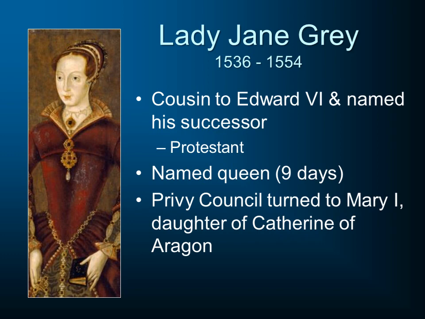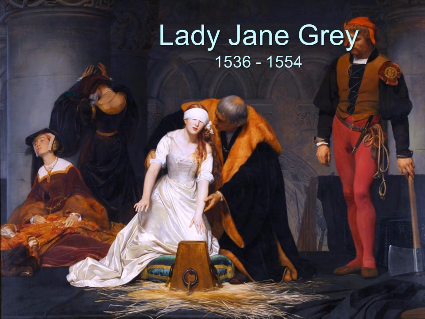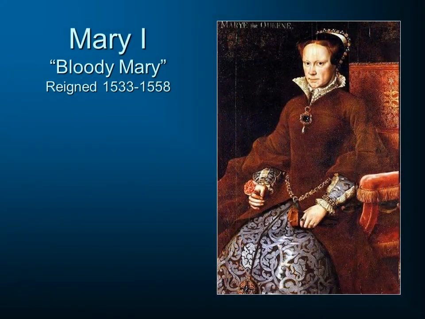And the Privy Council, we would think of it as the Parliament, sort of, turns instead to Mary I, the daughter of Catherine of Aragon. Remember, she had been a daughter of Henry VIII, through that marriage that had been annulled. And they say, no, we want you to be queen instead. And so Lady Jane Grey is going to be executed. Will have reigned for a total of 9 days, and she's going to die off with her head. And now Mary I will become the queen.